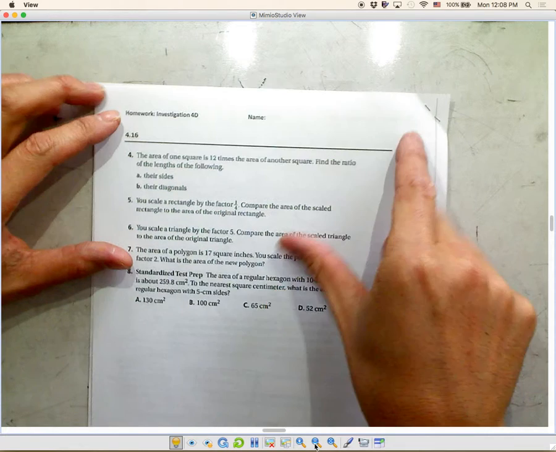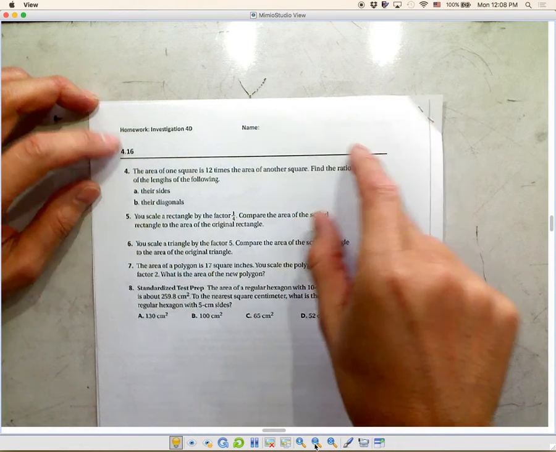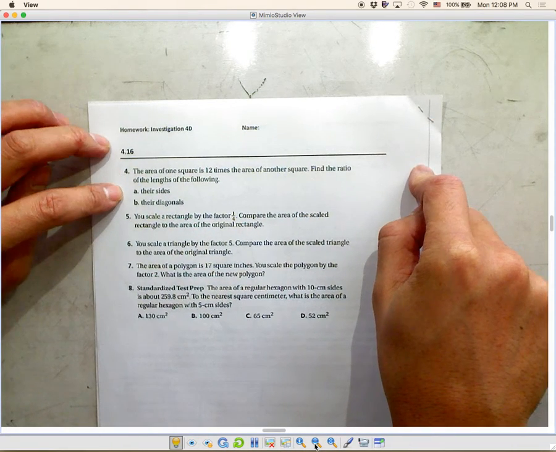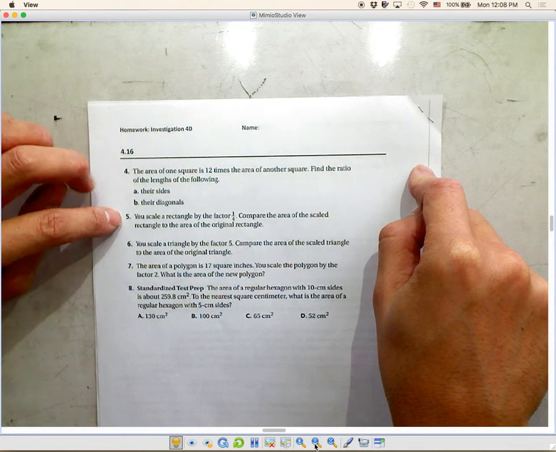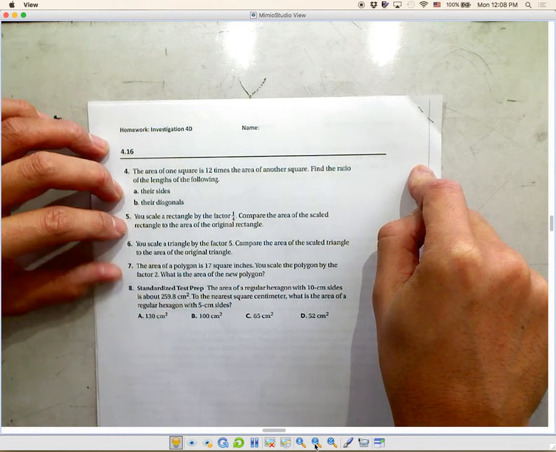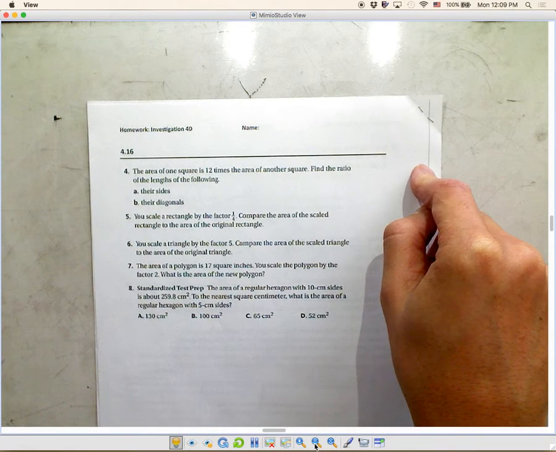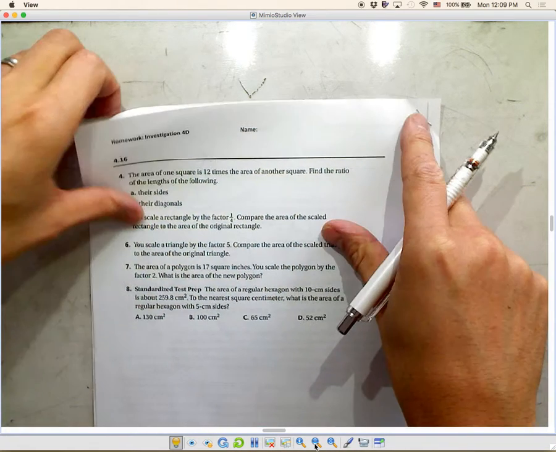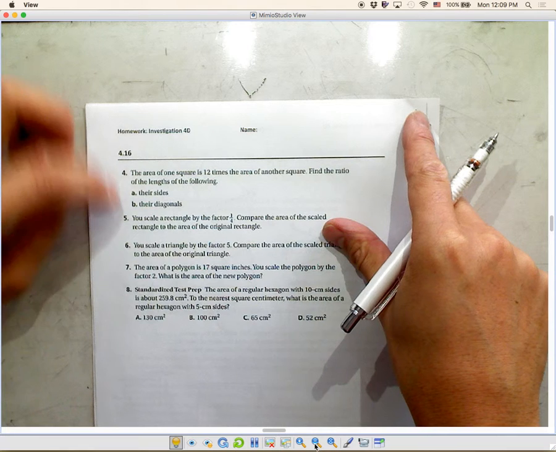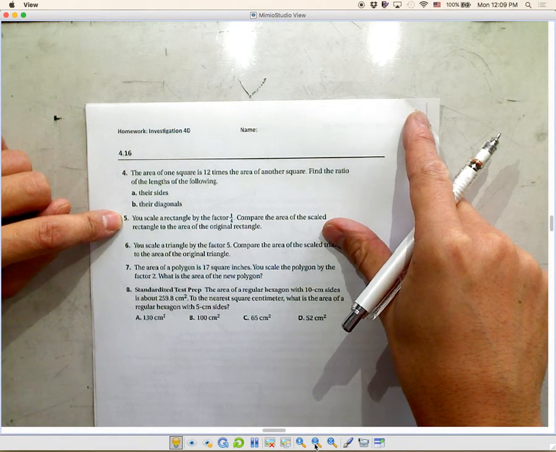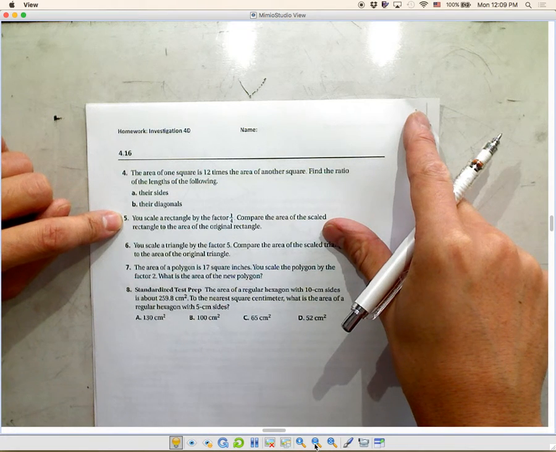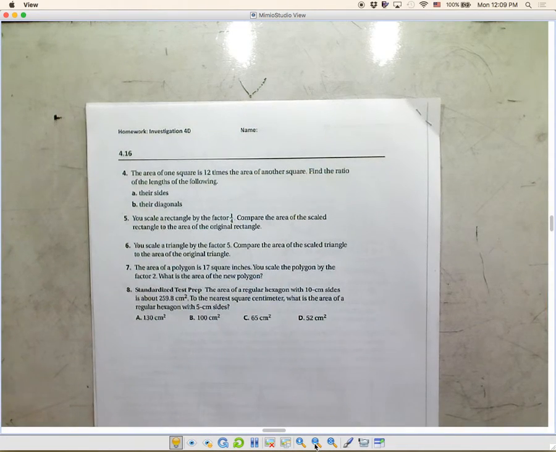Finally, let's look at 4.16. The area, should we pick which one is the easiest one, right? Which one is the important one? So let's do problem 5. It says, scale a rectangle by the factor 1/4. Compare the area of the scaled rectangle to the area of the original rectangle.